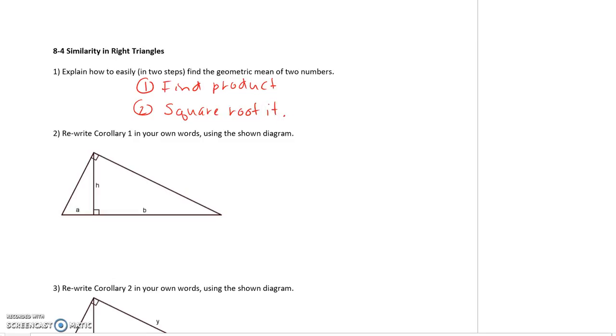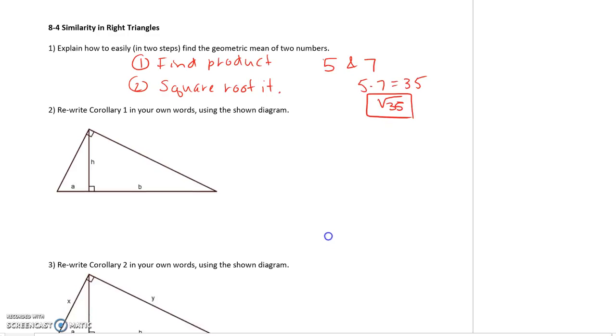If I asked you to find the geometric mean of 5 and 7, 5 times 7 is 35. The square root of 35 is the geometric mean. So just under 6. Okay, number 2.